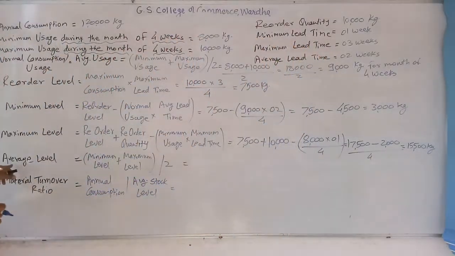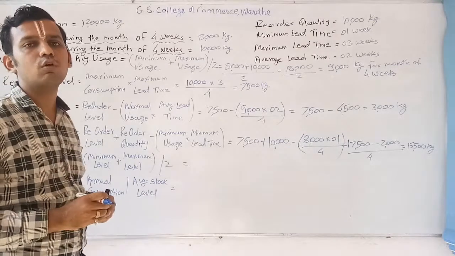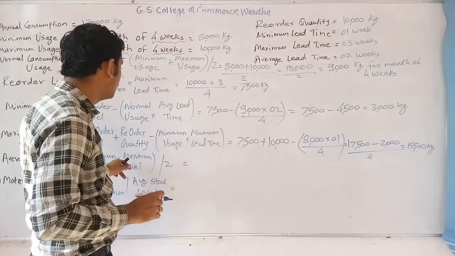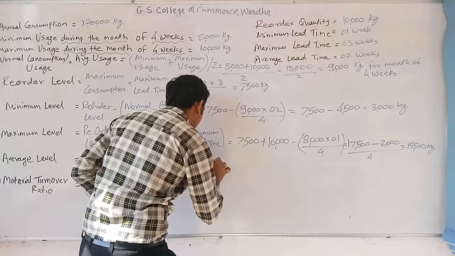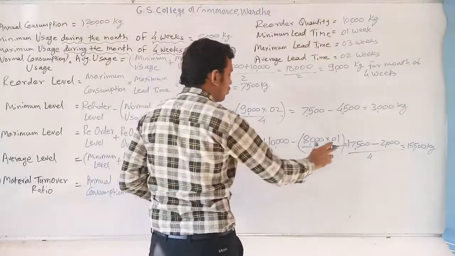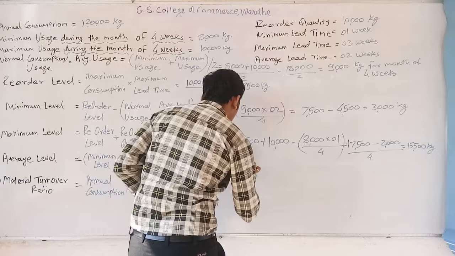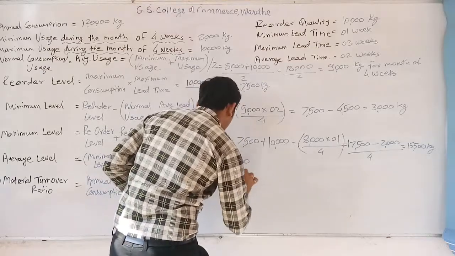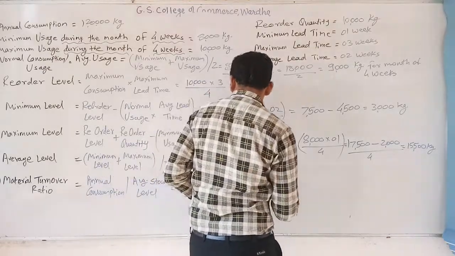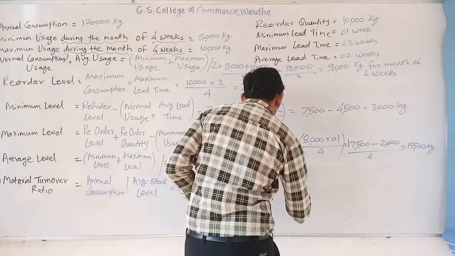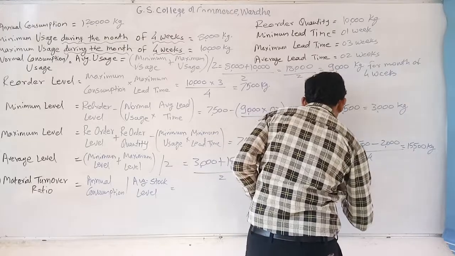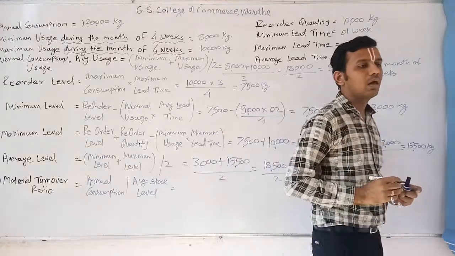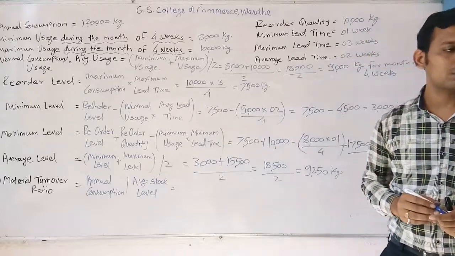Now we have to calculate average level of stock. Average level of stock has the formula of minimum level of stock plus maximum level of stock divided by 2. Minimum level of stock is 3000 kgs plus maximum level of stock is 15,500 kgs divided by 2. We would simplify it. 18,500 divided by 2, that is 9,250 kgs is our average level of stock.